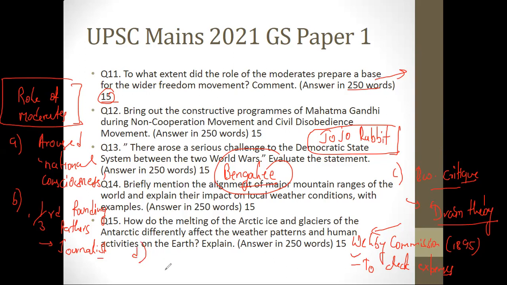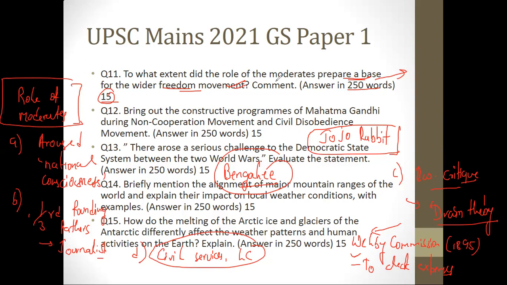Then reform in civil services. They talked about reform in civil services and legislative councils. And some of these reforms were happening. So these were some of the good things which they were doing and preparing the base for the wider freedom movement. Keep on reiterating this sentence, which is there in the question. That way, it will give a good feeling to the examiner that you are not deviating from the topic, you are sticking to the topic.